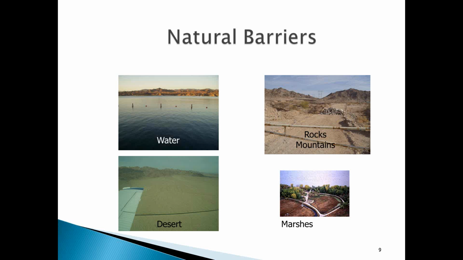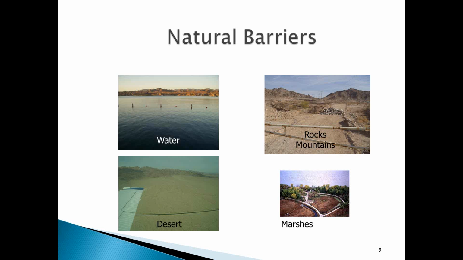Rocks and mountains, they form a natural barrier. Utilize it where applicable. Desert, it's a pretty good barrier, and marshes are pretty good barriers. Those are your natural barriers out there. Now, when dealing with rocks and mountains, you want to be aware of geological faults in the area. Is a rock slide going to be possible? Do you have seismic sensors that would trip if you have a rock slide? You need to keep these things in mind whenever you're utilizing these natural barriers.